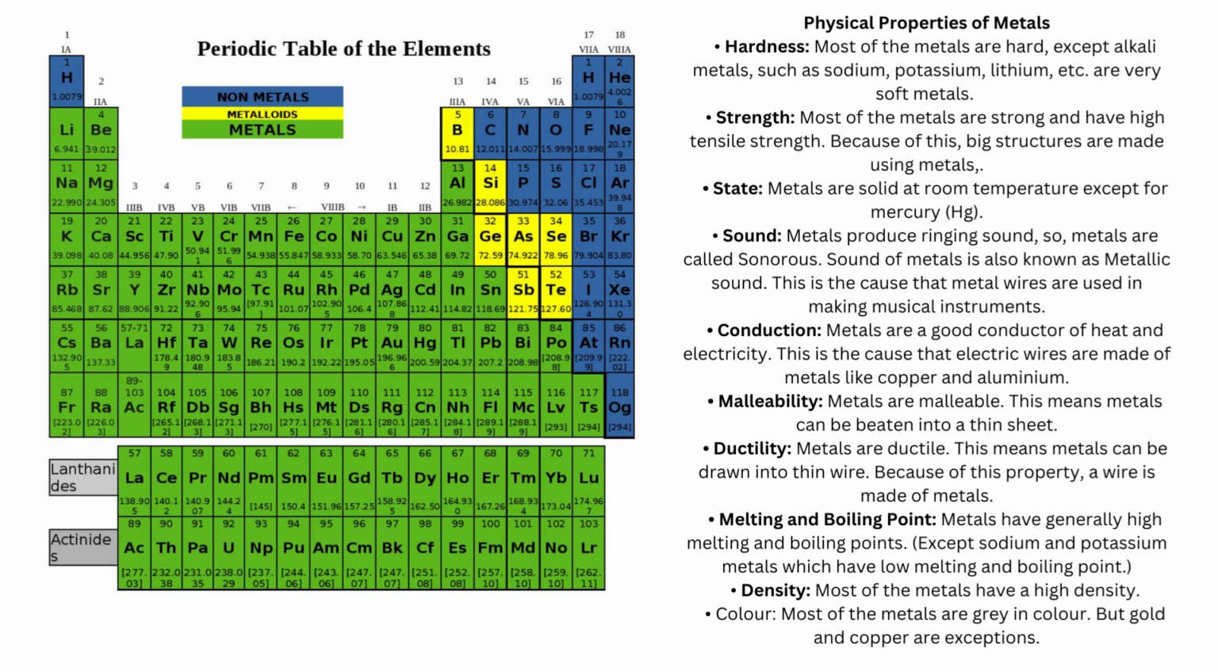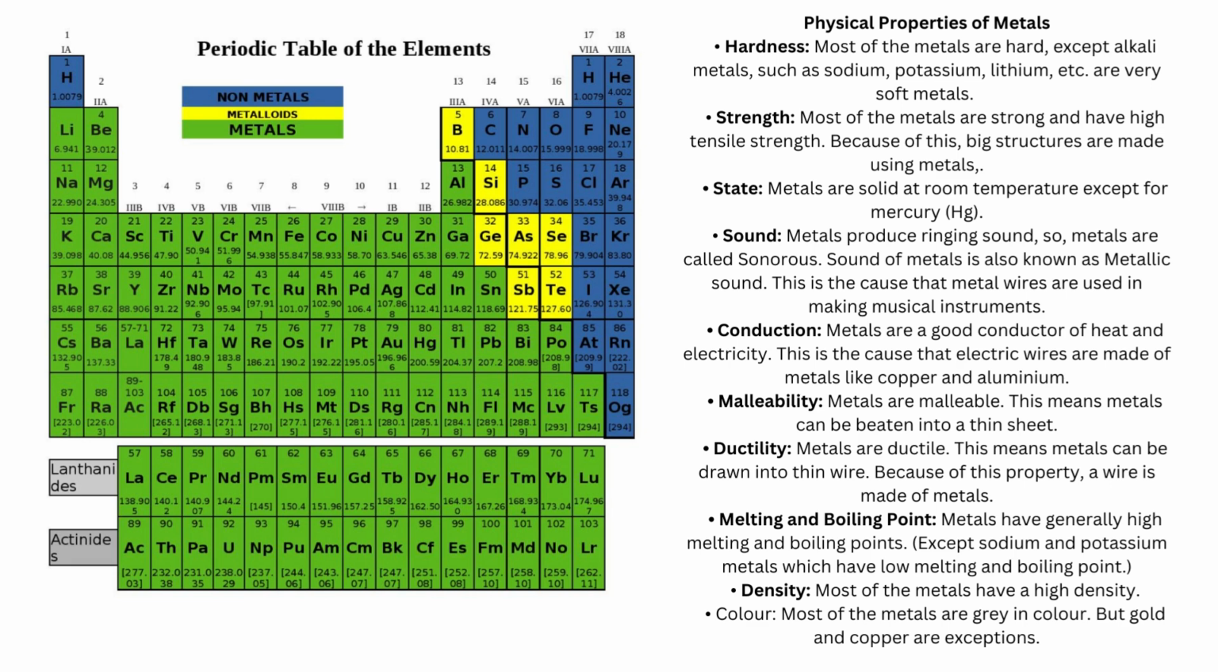Physical properties of metals. Hardness: most of the metals are hard, except alkali metals, such as sodium, potassium, lithium, etc., which are very soft metals. Strength: most of the metals are strong and have high tensile strength. Because of this, big structures are made using metals. State: metals are solid at room temperature except for mercury, Hg.